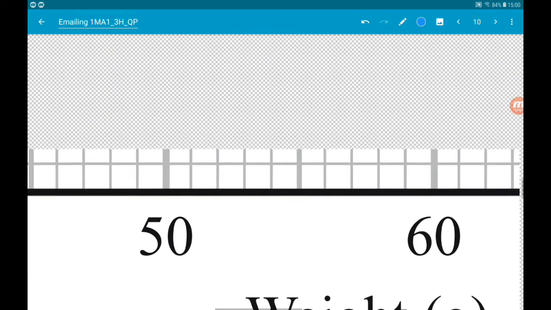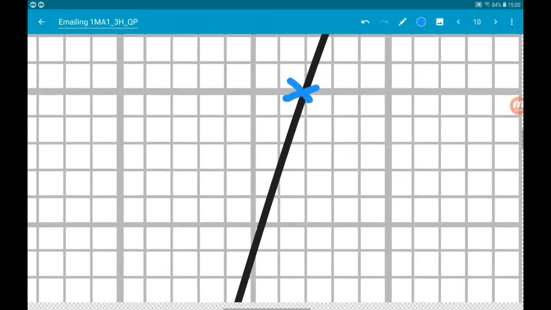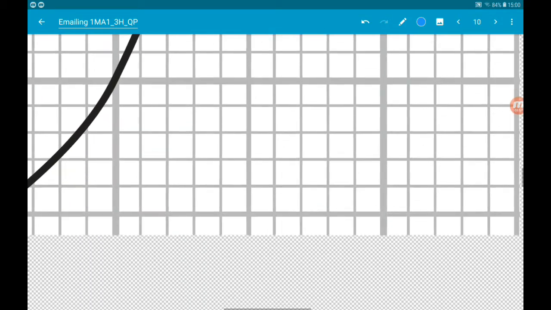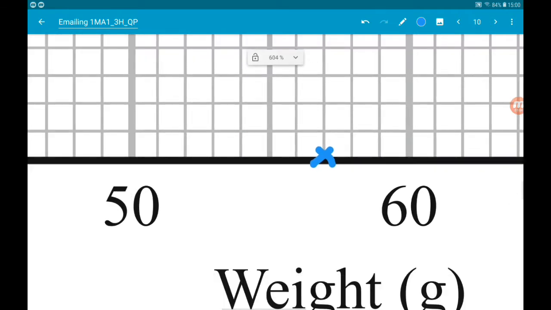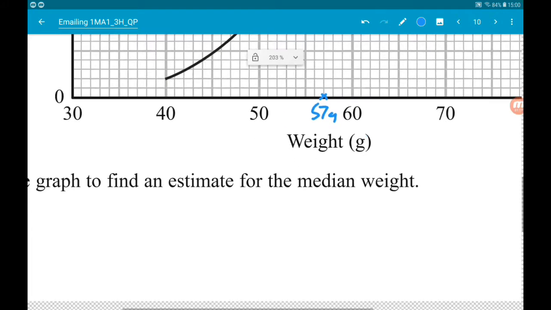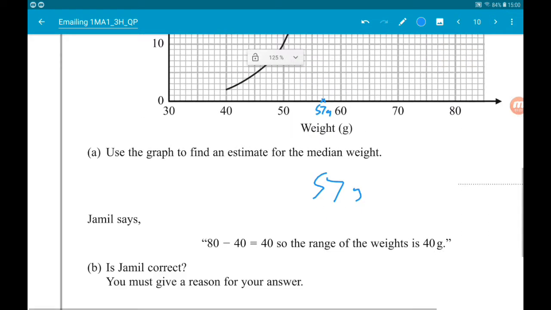So on the real thing, you probably want to draw straight lines. So here we are there. So the scale is 10 little squares represents 10 grams. So every little square is 1. So this would be 57 grams. So the answer to part A is 57 grams.